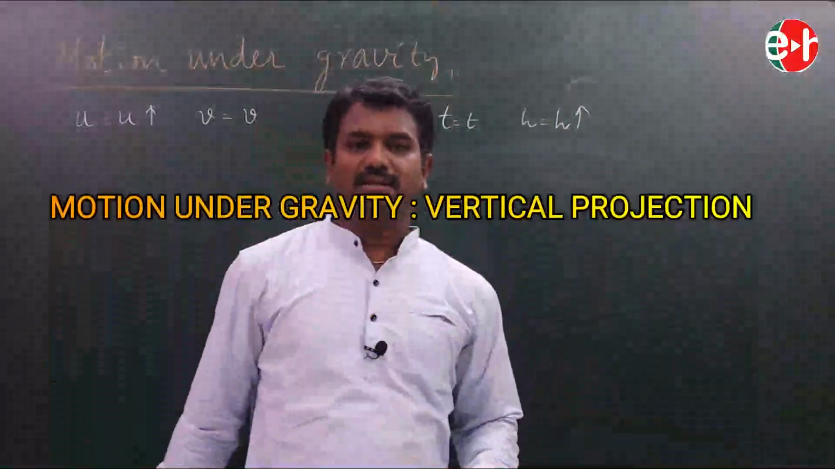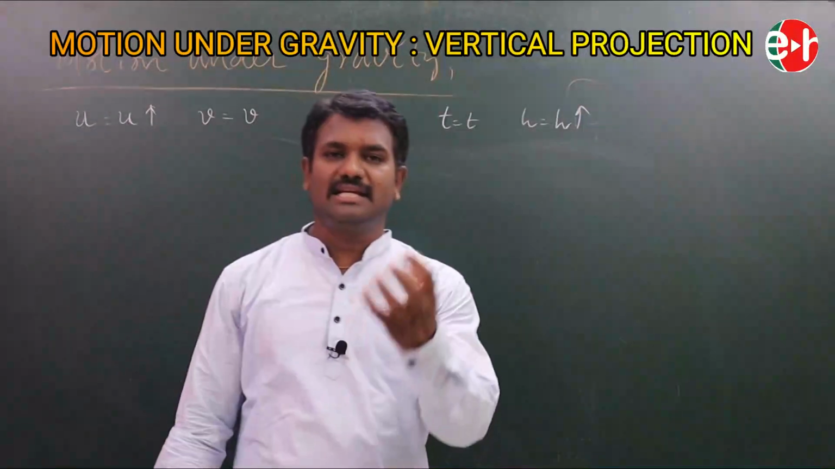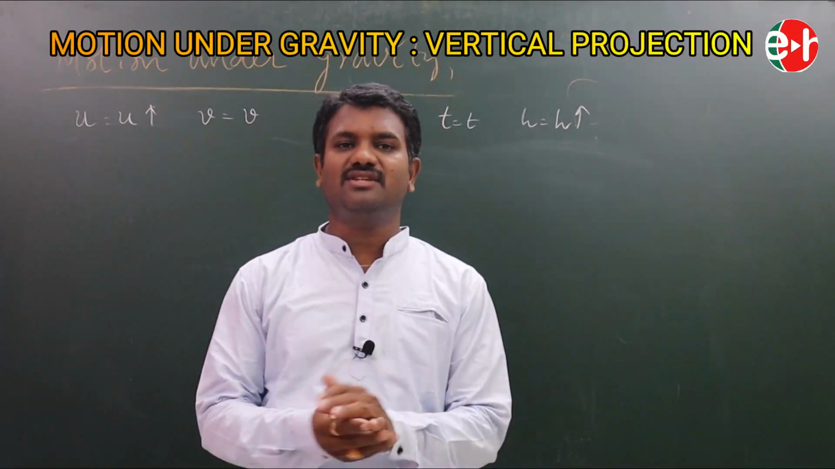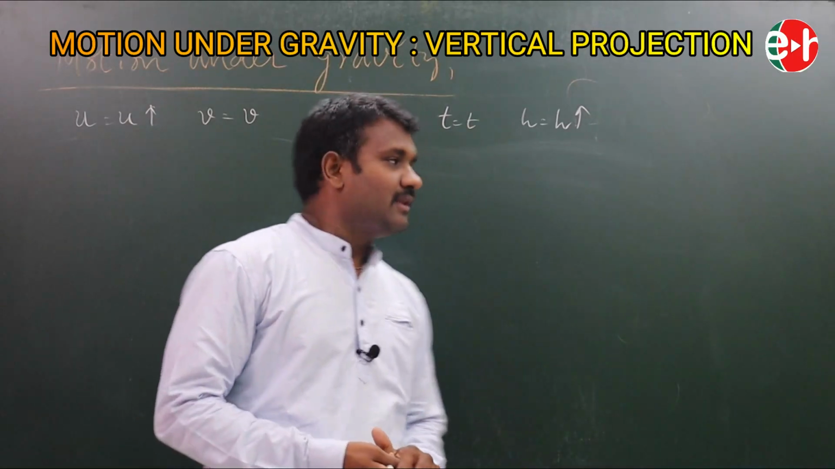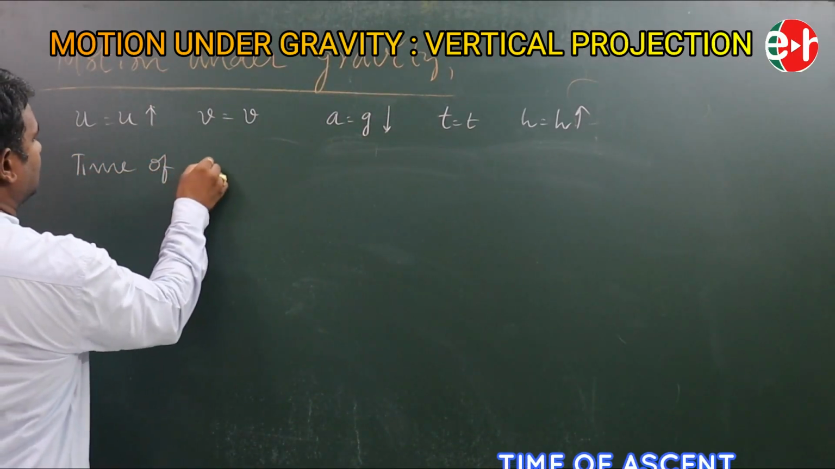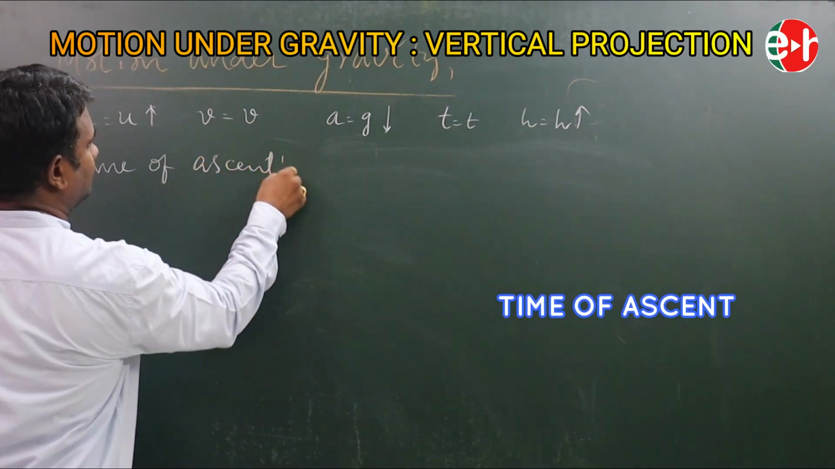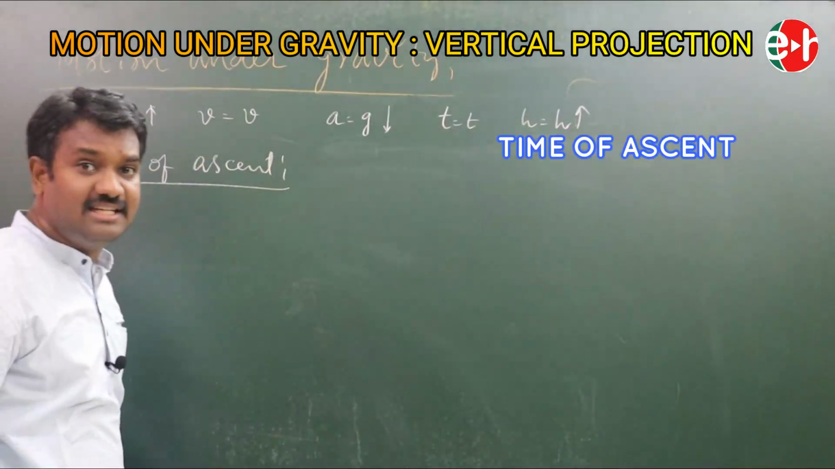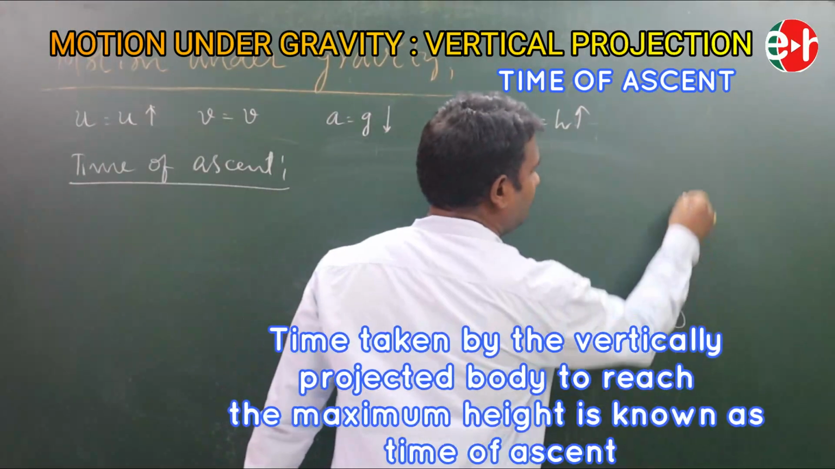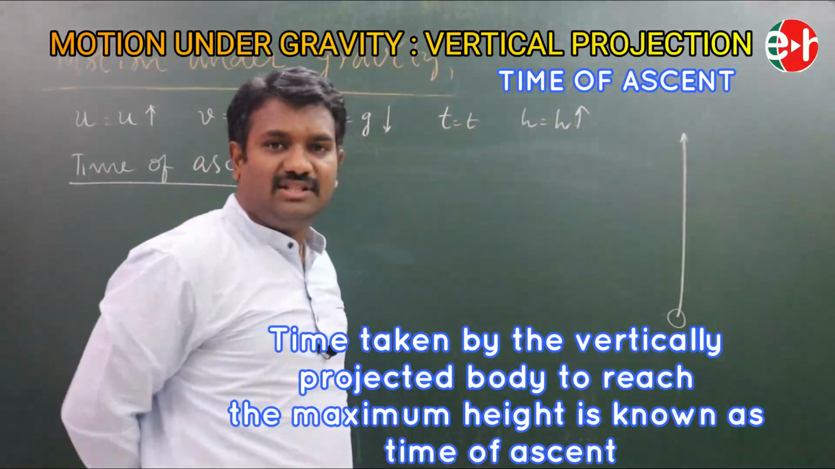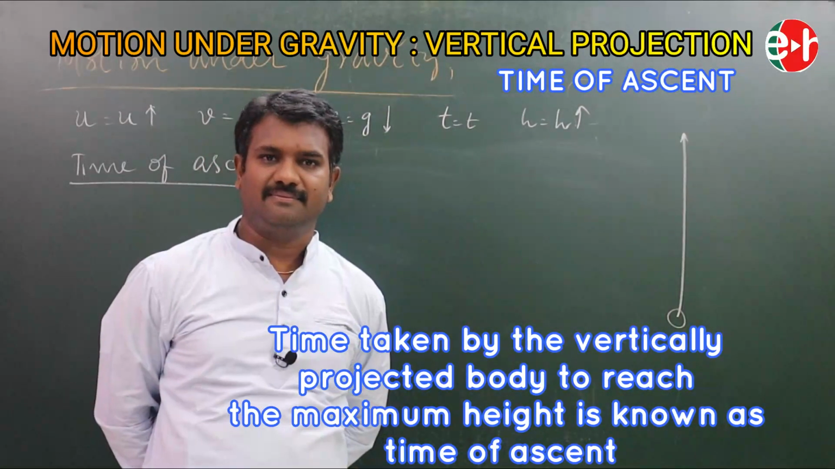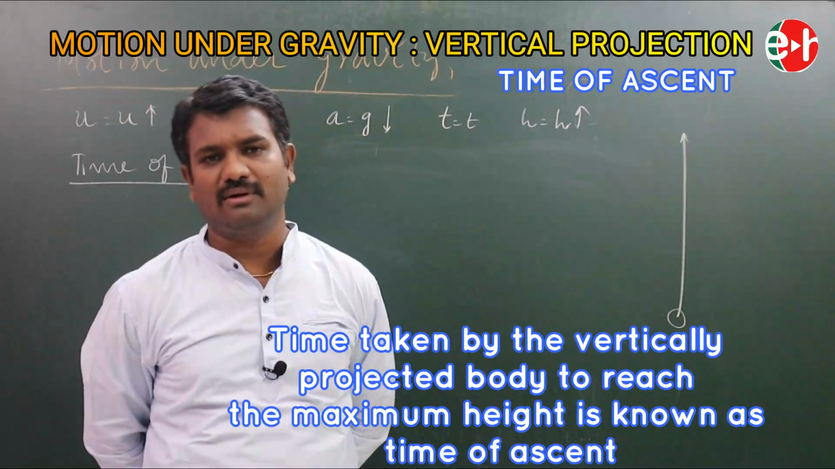We have seen the equations of motion in case of a freely falling body and a vertical projection. Now let us see the actual applications of them. First one is we have to find the time of ascent. Ascent means ascending, raising upwards. So if a body is thrown vertically upwards, the time at which it reaches the maximum height is known as time of ascent. It has several definitions. I will tell you one by one.